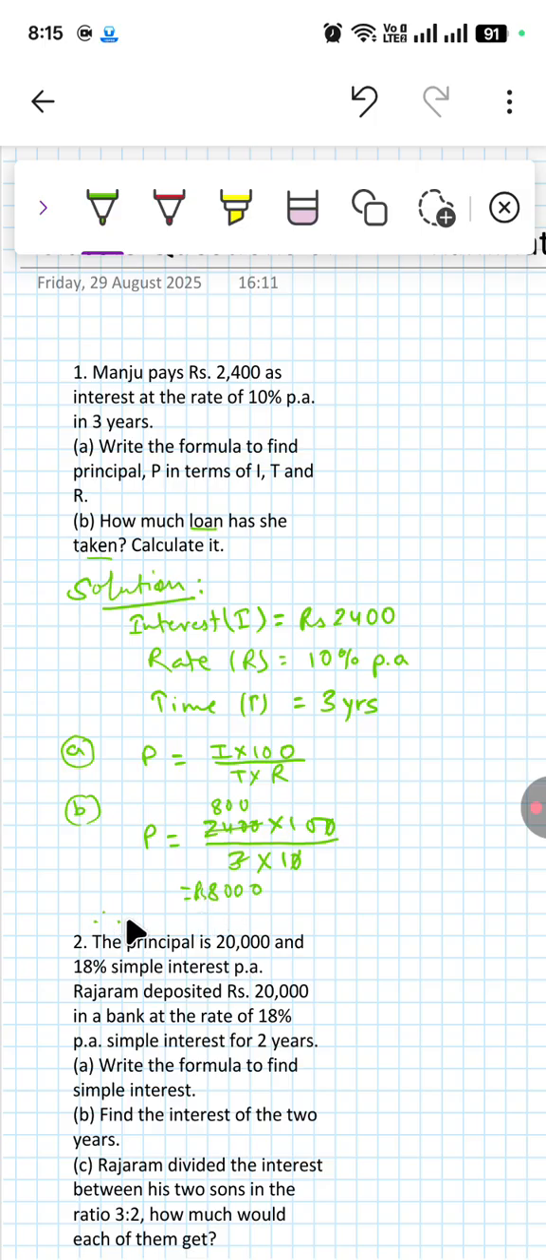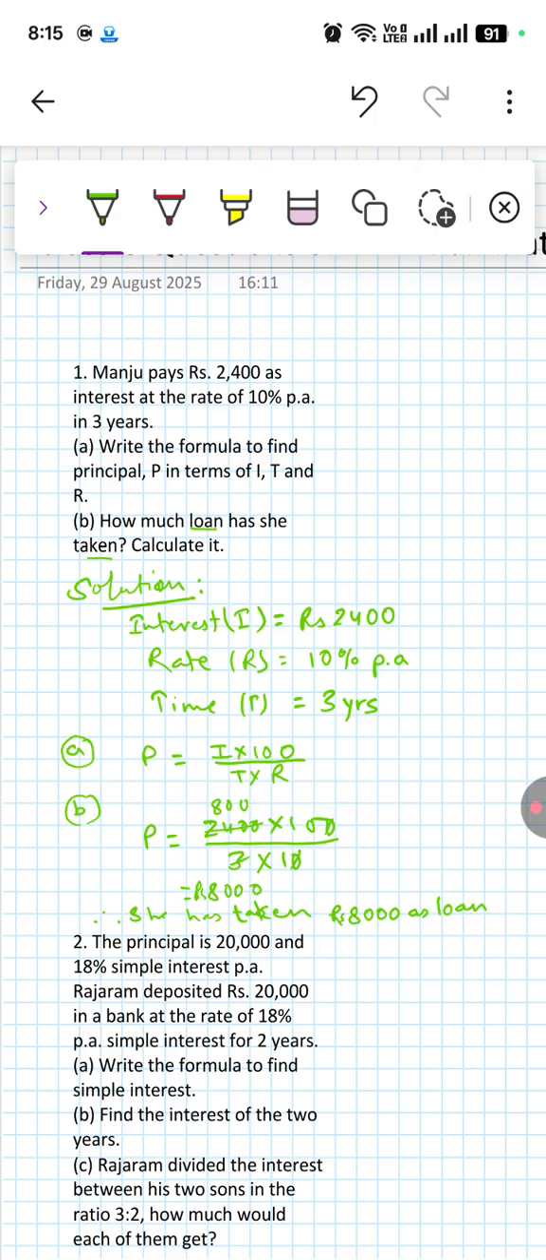So therefore you can write: C has taken rupees 8000 as loan.